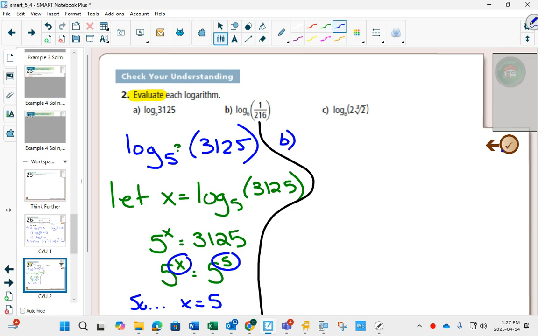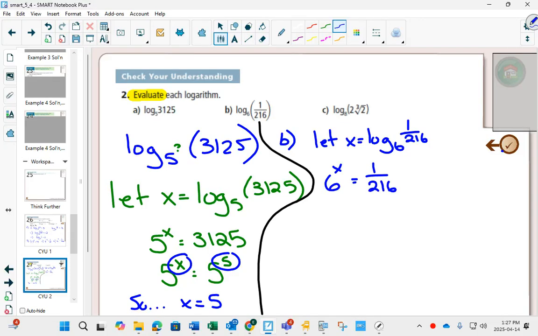All right, B. In B, again, if you can see the answer and write it down right away, perfect. If you can't see the answer right away, then I would say write out let x equal this and change it to exponential form. So the base is 6, the exponent would be what we're trying to find. 6 to the x equals 1 over 216.